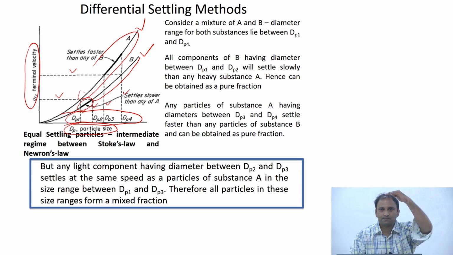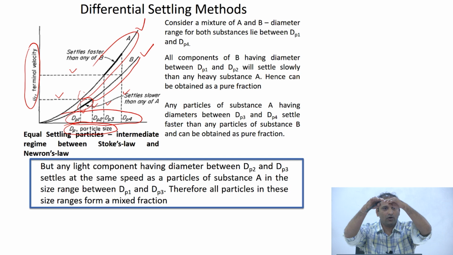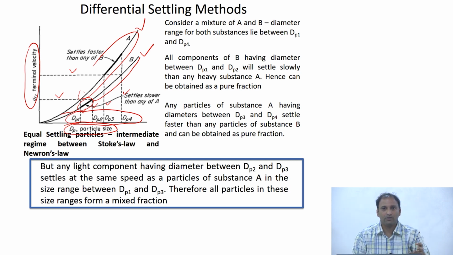I introduce all the particles at the surface of the fluid column, and because I know that dp1 to dp2 of type B settles the slowest, I can wait sufficiently long so that all the particles of type B from dp2 to dp4 settle, and all the particles of type A from dp1 to dp4 settle. Therefore, what will be suspended in the fluid would be only the particles of type B from dp1 to dp2. That's because they settle the slowest, right?